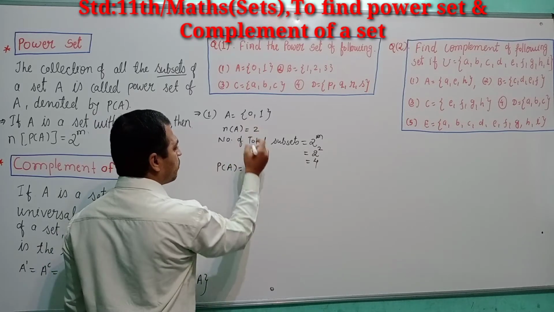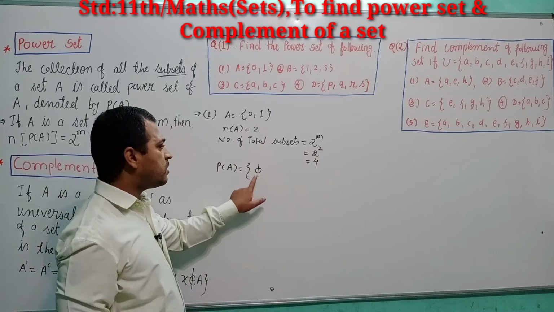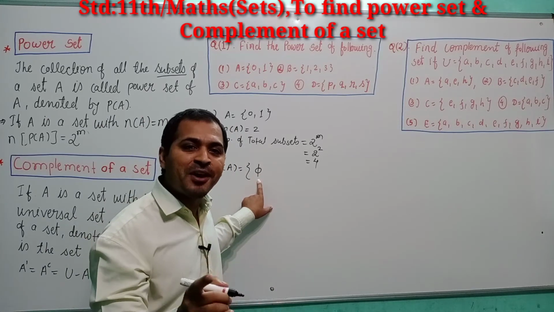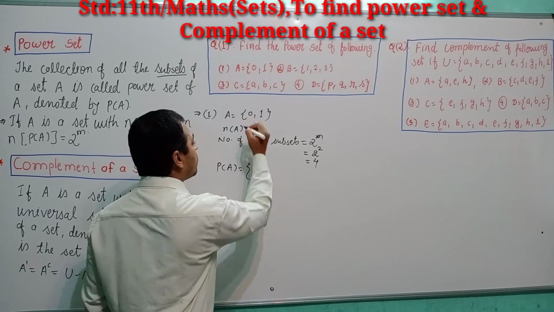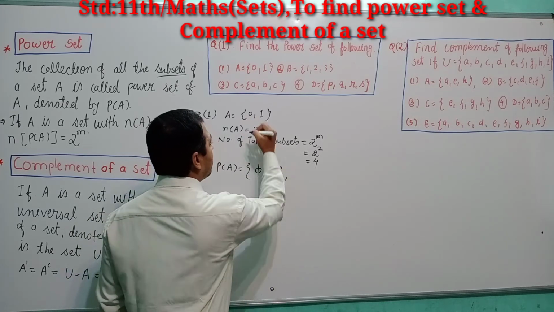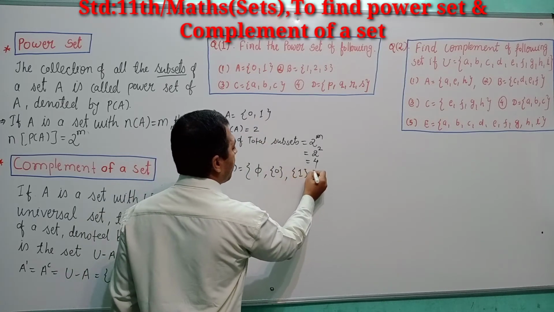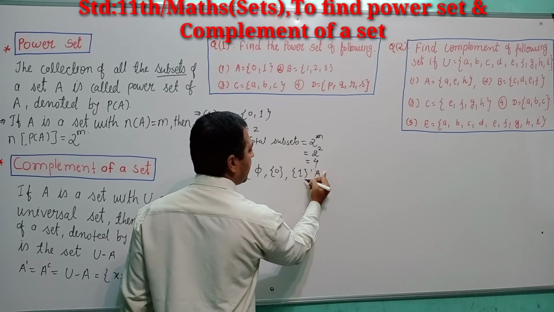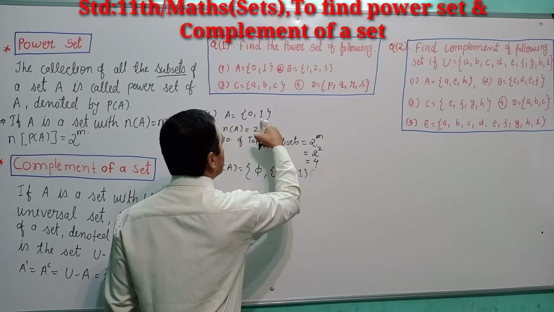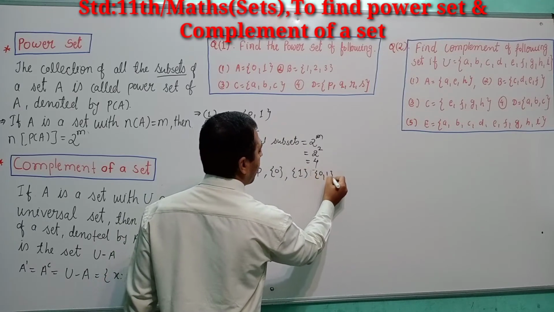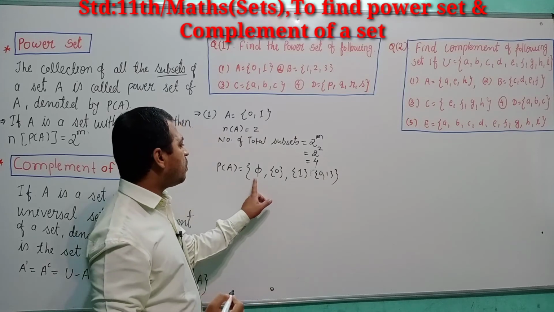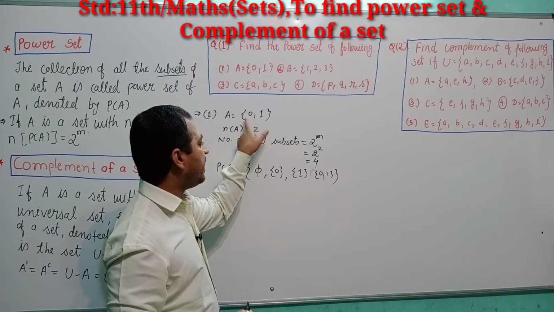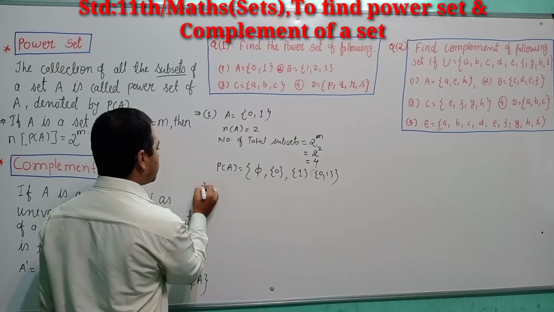Students, first of all write down phi. What is phi? Because phi is a subset of all sets. Okay, then write down {0}, write down {1}, and then A. What is A? A means {0, 1}. Okay students, now you can count all these things: 1, 2, 3, 4. 4 is the number of total subsets of set A. Okay, moving to the second question.